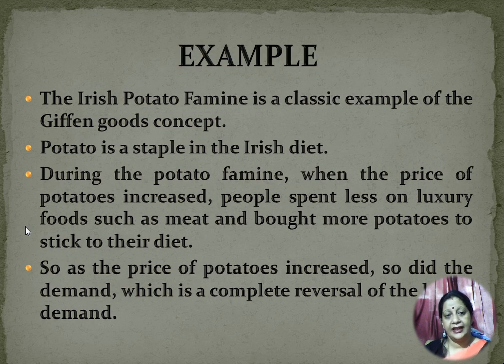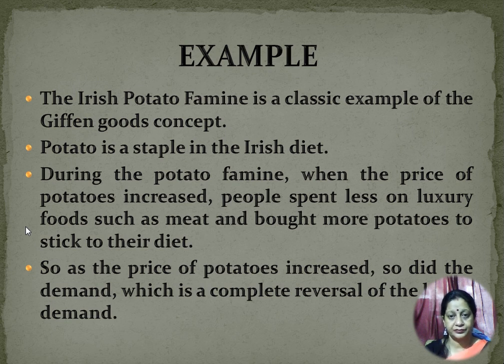Example: the Irish potato famine is an example of the Giffen Good concept. Potato is a staple in the Irish diet. During the potato famine, when the price of potatoes increased, people spent less on luxury foods such as meat and bought more potatoes to stick to their diet. So as the price of potatoes increased, so did the demand, which is a complete reversal of the law of demand. With this example, it is clear that some goods are actually known by their high price.